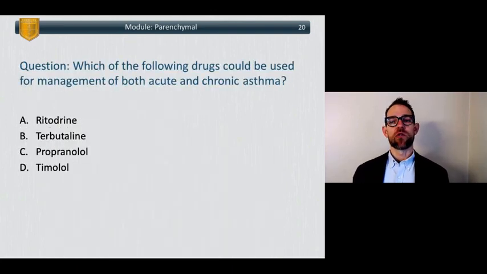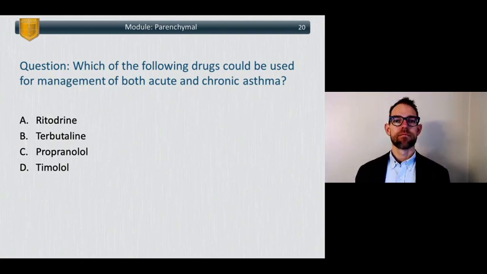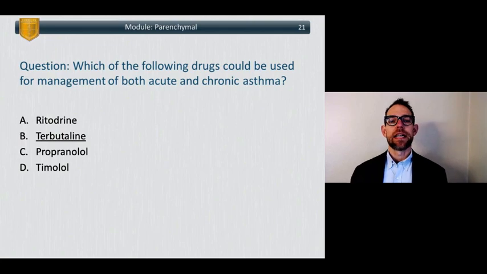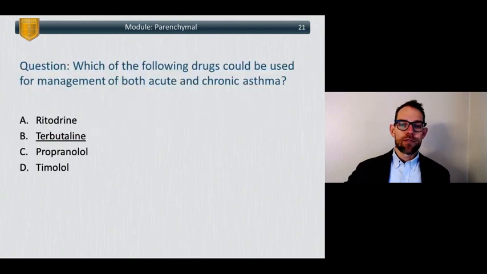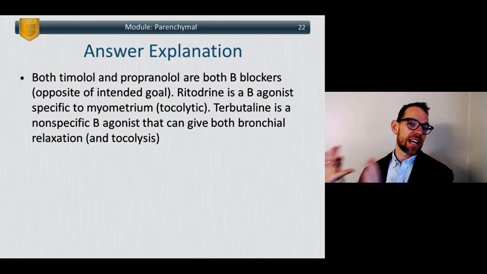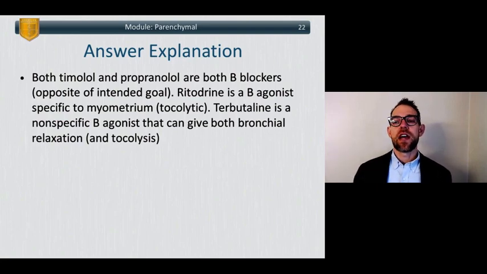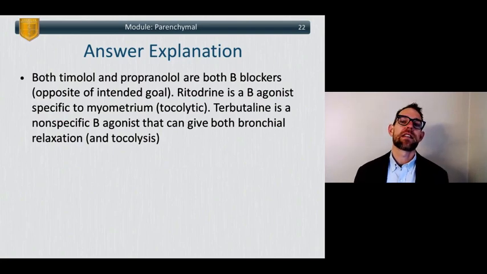Question: which of the following drugs could be used for management of both acute and chronic asthma? The answer here is B, terbutaline. Know that both timolol and propranolol aren't going to work at all. They're beta blockers, which means they can trigger bronchiolar constriction. That's the exact opposite of what we want. Ritodrine is a beta agonist, but it is specific to myometrium, so we give that for tocolysis, the treatment of preterm labor.